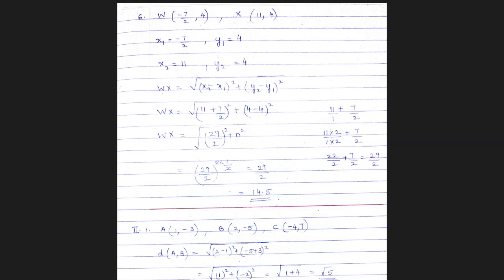I get 22 by 2 plus 7 by 2, so you can add the numerators 22 plus 7, 29 by 2 the whole square. Now it is raised to half because of the square root sign, and therefore my answer is 29 by 2, which is equal to 14.5.